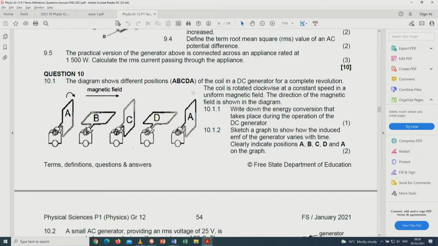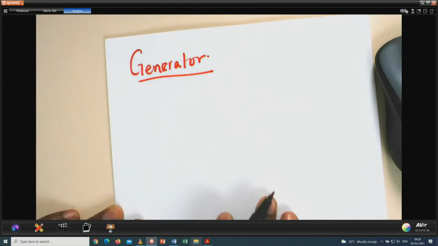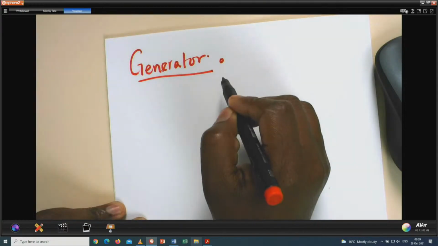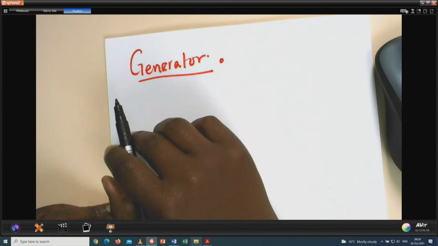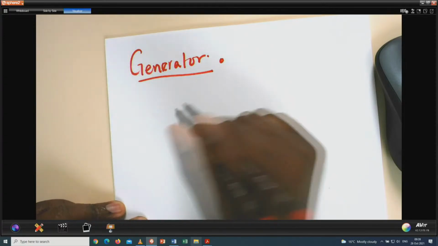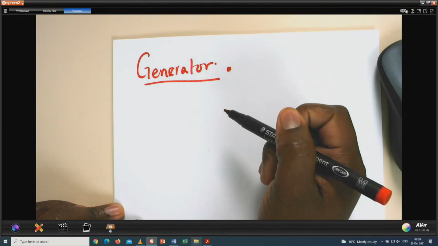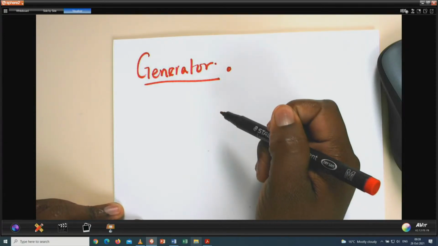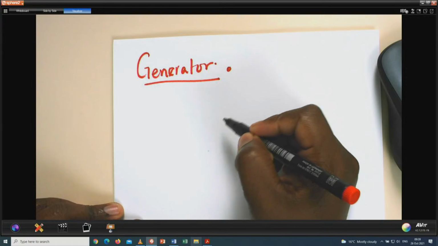Now, the key words here that we have to look at is that, number one, you are having a generator. That is the first thing. So when you are having a generator, it's important to know what is the energy conversion in a generator. Even before you look at the questions that will be asked, I believe that it is important to analyze your statement, because if you can analyze that statement correctly, you'll find that you have come up with the answers even before you look at the questions.